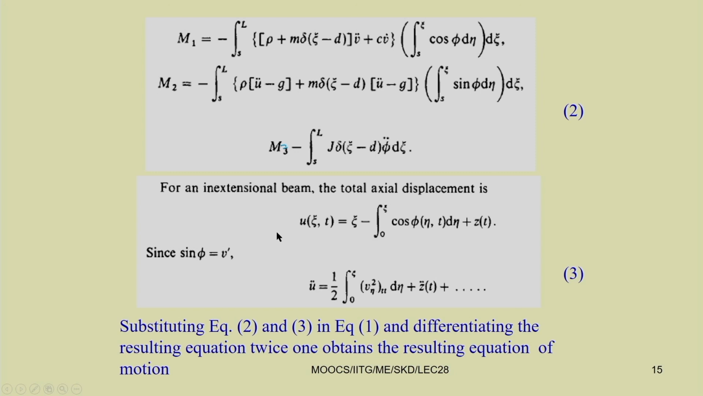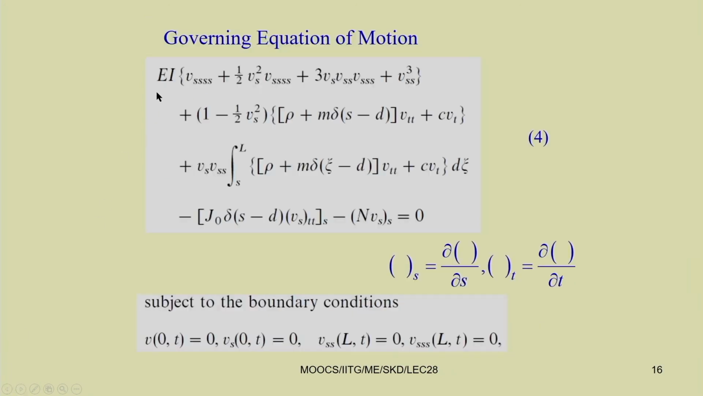Then we can use this inextensibility condition, that is the beam has the same length before and after deformation. Using that, we can have the relation between the axial deflection and the lateral direction deflection. Using those things, that means differentiating that equation twice. So, moment, if you differentiate twice, that will give the loading condition. So, one can obtain this equation.